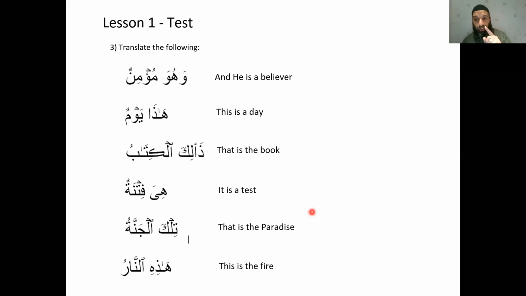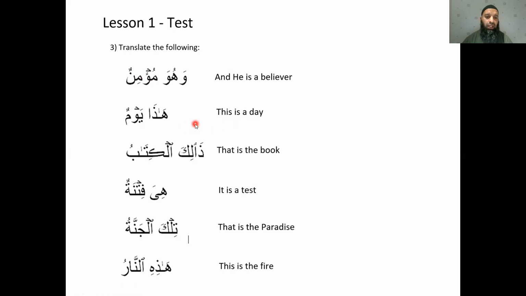This is why you're doing the course, so you can translate this. This is the whole reason you're doing this. So you can translate وَهُوَ مُؤْمِنٌ. These are words in the Quran. So, وَهُوَ, and he is mu'minun, a believer. And he is a believer. Everybody happy with that? If you're not, just raise your hand. Okay.